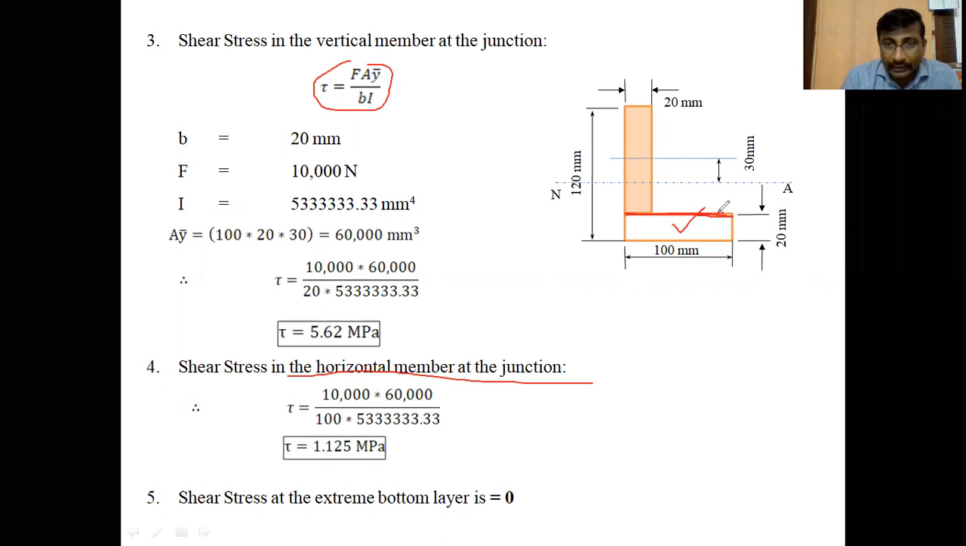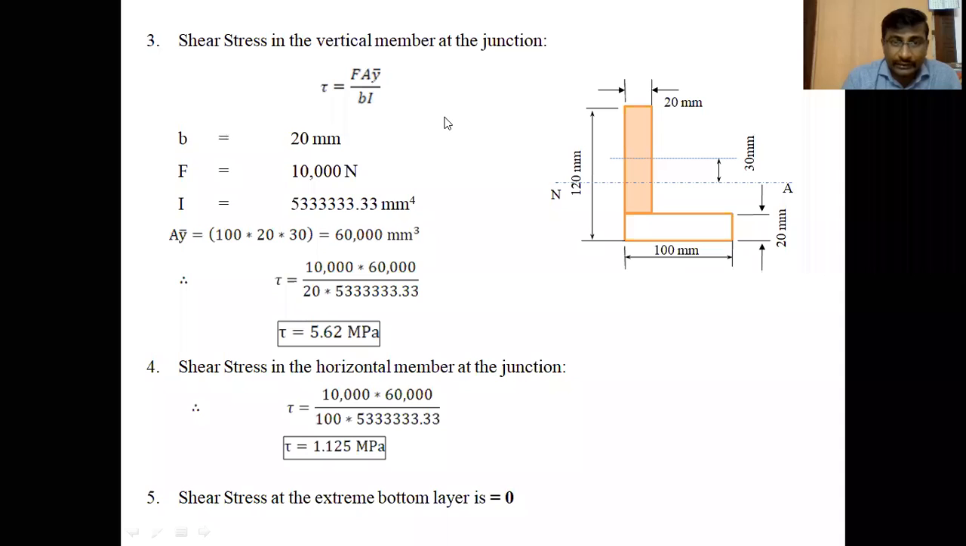Okay. Here, if you consider the layer at this place, the area above the layer is the same. A Y bar is the same, and the force is the same. Force and I are constant values throughout the section. A Y bar means the area above the layer, which is the same area as in the previous case. The only change is the breadth.